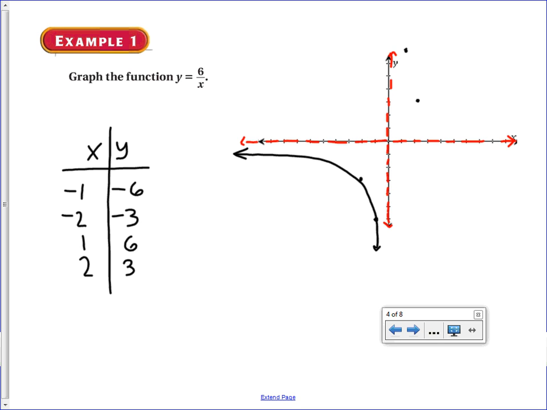You know that this graph is going to be approaching the asymptotes without ever actually crossing it. See, I missed that point there, but I'm not going to go back and fix it. It's close enough.